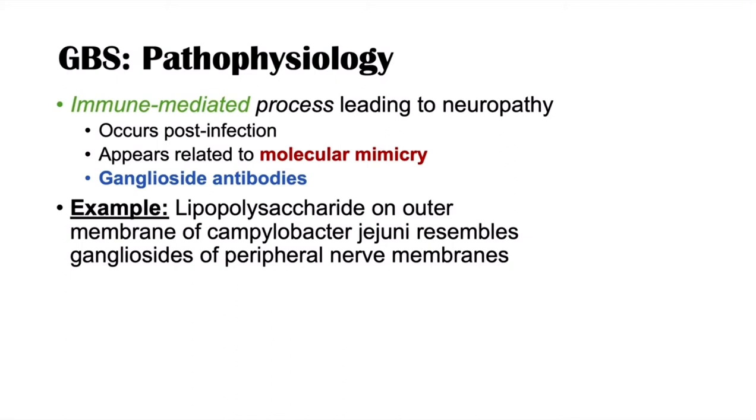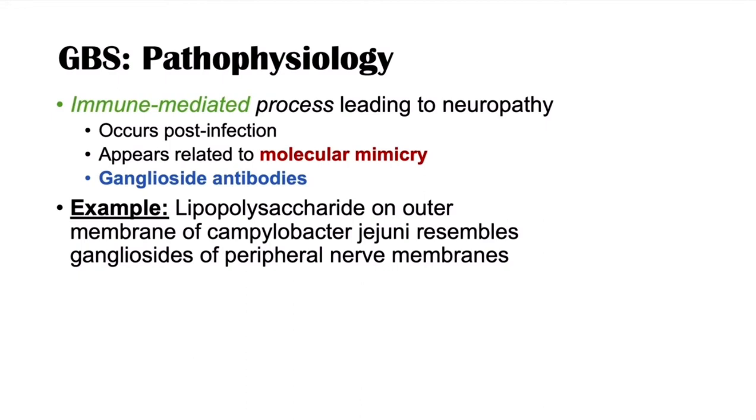So on the outer membrane of Campylobacter jejuni, there's a lipopolysaccharide that actually resembles gangliosides of human peripheral nerve membranes. So very interesting. The lipopolysaccharide looks like a ganglioside in our own bodies, in our peripheral nerve membranes. So our body recognizes this lipopolysaccharide and makes antibodies against it. However, those antibodies are targeting something that looks like gangliosides of our peripheral nerve membranes. So our own antibodies start attacking our own peripheral nerve membranes.